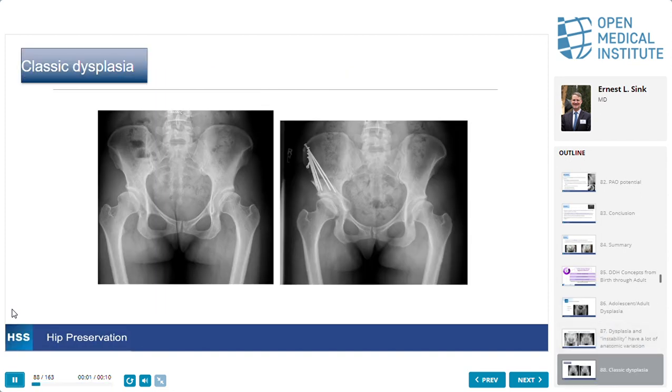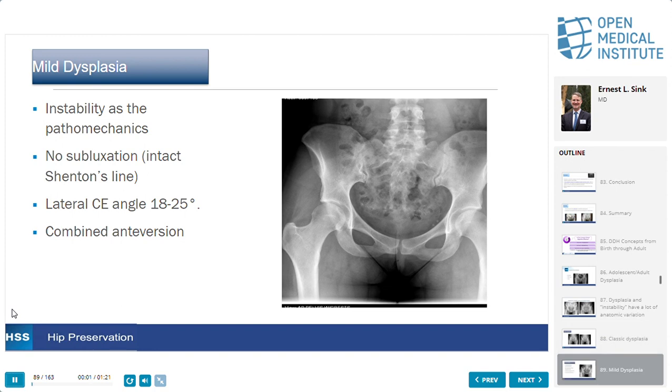Classic dysplasia, everybody agrees. You can see this on your X-ray. The hip is Braken-Shenton's line. It's subluxed. Obvious, a PAO is the obvious choice. But now more and more, especially with screening, those cases are less common, and we see these more mild dysplasia.